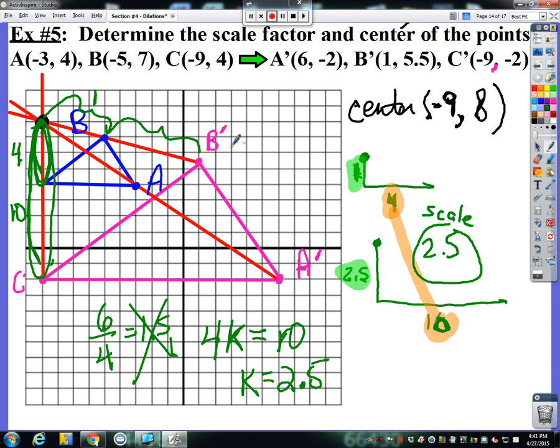So again, line up all your pre-image and image coordinates, see where they all meet back to. Boom, there's the center. To figure out the scale factor, you can use this idea of slopes, or you can set it up a little bit more algebraically if you choose. And that's it for all of our transformations.